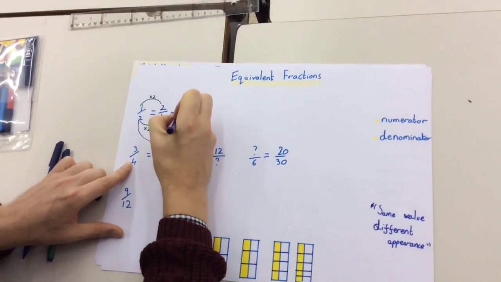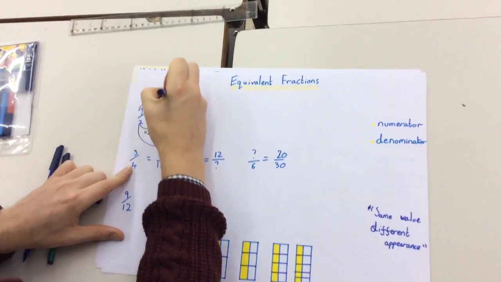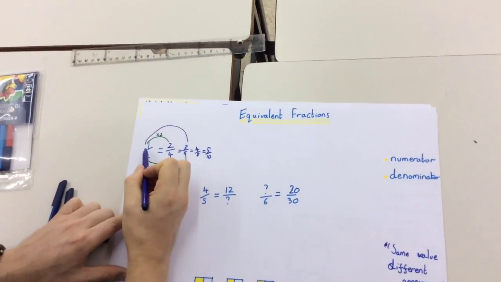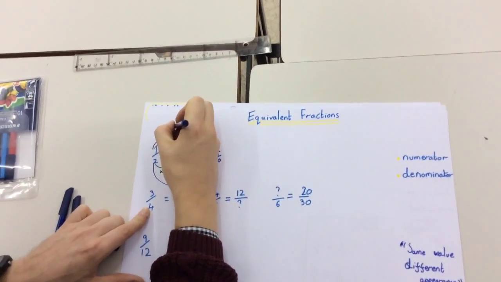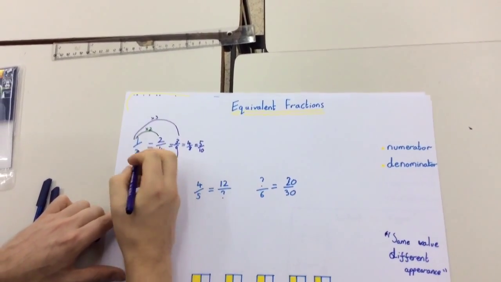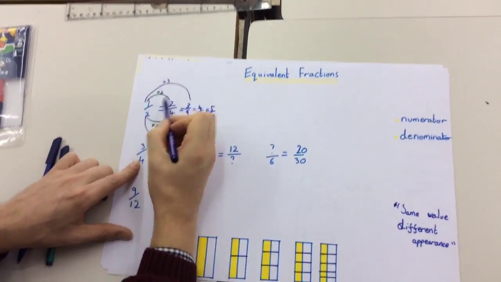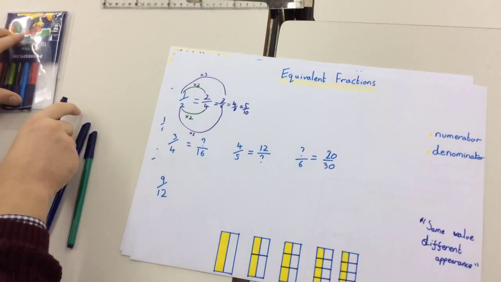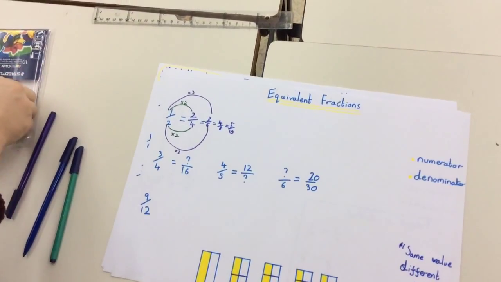Whatever I do to the denominator, I must do to the numerator. Well, here, I timed it by 3, so I have to do that to the bottom. 2 times 3 is 6, and 1 times 3 is 3. And it works for absolutely every single one.